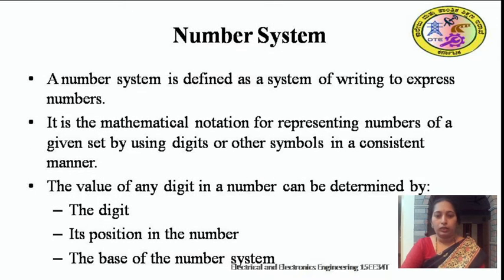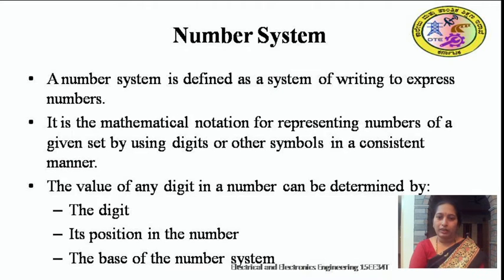So, while dealing with different conversions, first we have to know what a number system is. A number system is defined as a system of writing or expressing numbers. We can also define it as a mathematical notation for representing numbers using a given set of digits or a set of symbols.